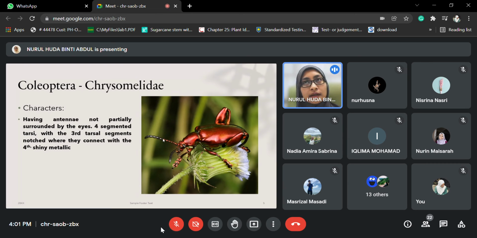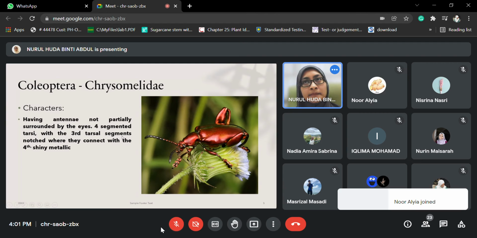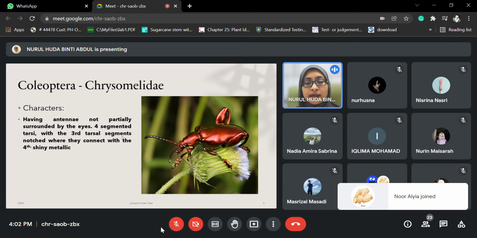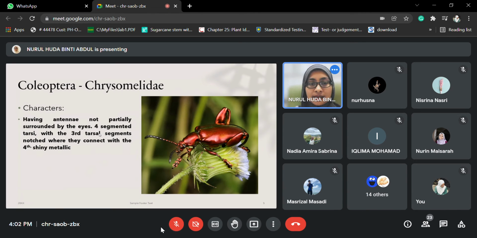4 is we can say dia macam a very small part. Okay, kalau kita cabut satu-satu, you just only can see 3. Sebab yang ketiga yang bersambung dengan keempat dan tibia tu tak nampak sangat lah yang keempat ni. Okay, so you can imagine dia punya karakteristik macam tu lah. For chrysomeli, you can only see 3, but it's actually 4. Okay, and then of course they are shiny metallic.